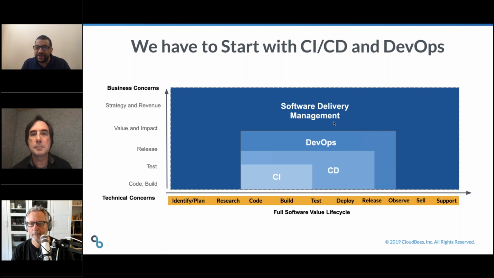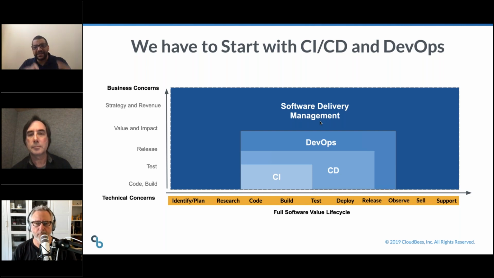We still have to address our competency in the area of technical concerns between the traditional plan, code, deploy, and release before we can build up to the area that software delivery management addresses, where we can focus more on driving value and impact, which will act out strategy and influence revenue. So what we want to do is up-level the software development function so that it's closing the bridge between technical concerns and business concerns.